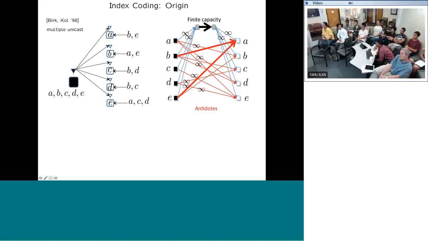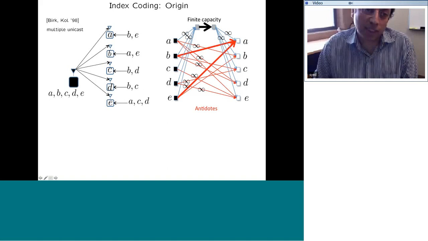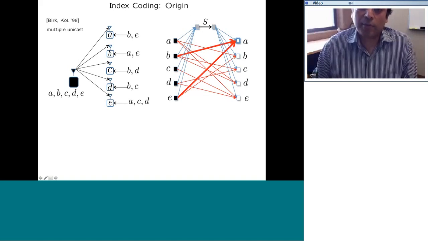And this finite capacity link is the only place, because there's a one-dimensional transmission from here, which would be the same thing as a unit capacity link over here. So that's the index coding problem. In this problem, let's see what the solution is. This is the solution presented by Burke and Cole, and why it's an interference alignment solution.